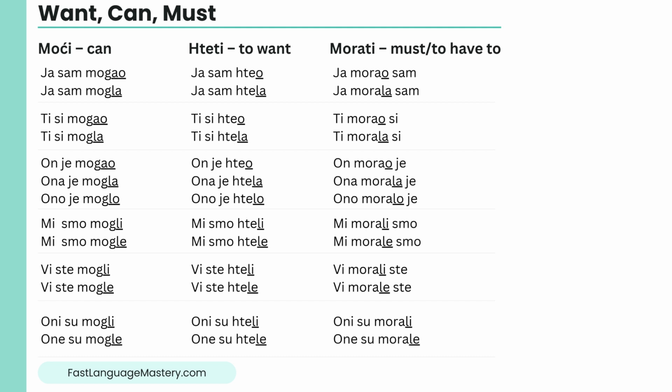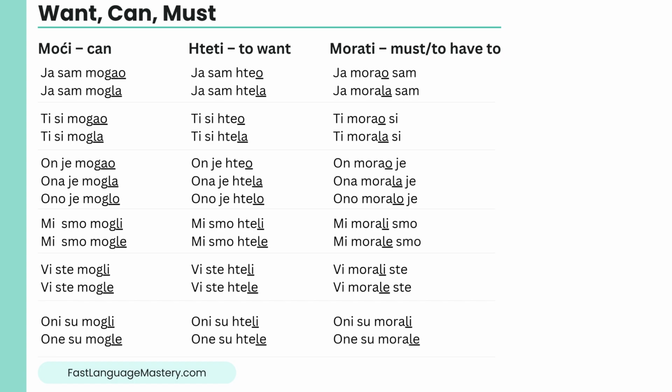Okay, and here is how we conjugate the modal verbs to want, can, and must. They are also slightly irregular, that's why let's memorize them. Ja sam mogao, I could. Ja sam mogla, I could. Ti si mogao, ti si mogla. On je mogao, ona je mogla, ono je moglo.